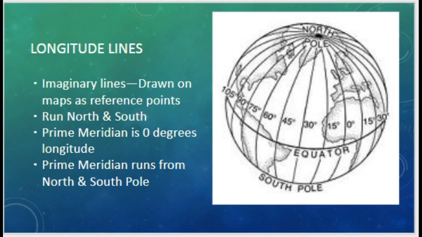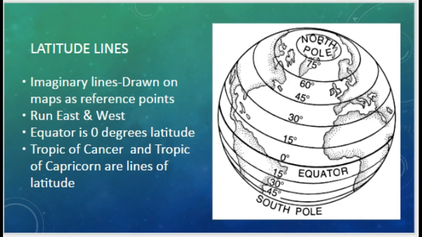Longitude lines. Imaginary lines drawn on maps as reference points. They run north and south. Prime meridian is at 0 degrees longitude, and the prime meridian runs from north to south pole. Latitude lines are imaginary lines drawn on maps as reference points. They run east and west. The equator is 0 degrees latitude. The Tropic of Cancer and Tropic of Capricorn are lines of latitude.